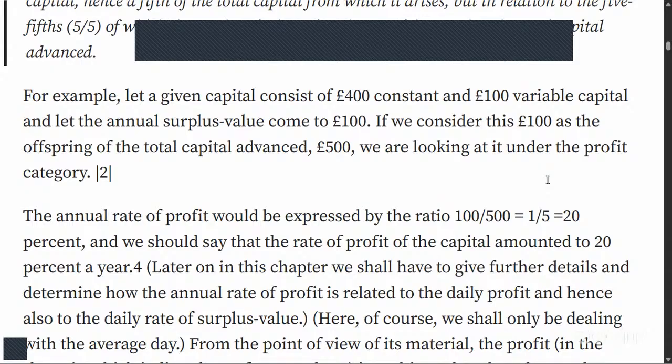Later on in this chapter, we shall have to give further details and determine how the annual rate of profit is related to the daily profit and hence also to the daily rate of surplus value. Now here, of course, we shall only be dealing with the average day.